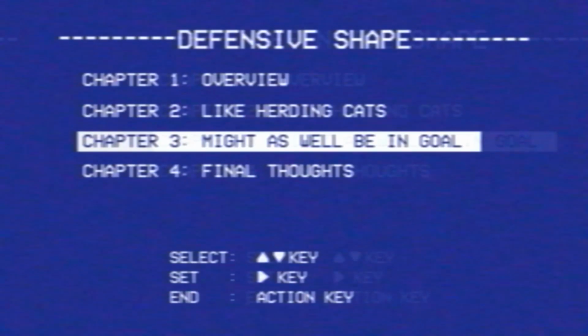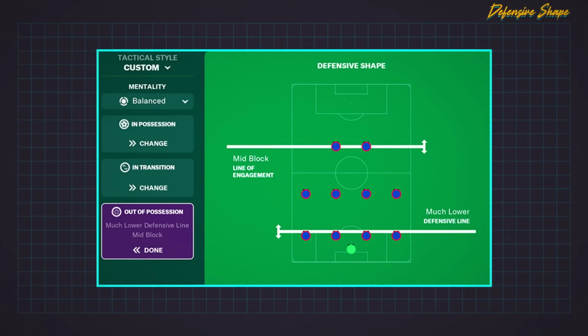Now that we know how line of engagement works, let's head to the second half and talk about defensive line. I set our defensive shape to a mid-block and then the much lower defensive line.